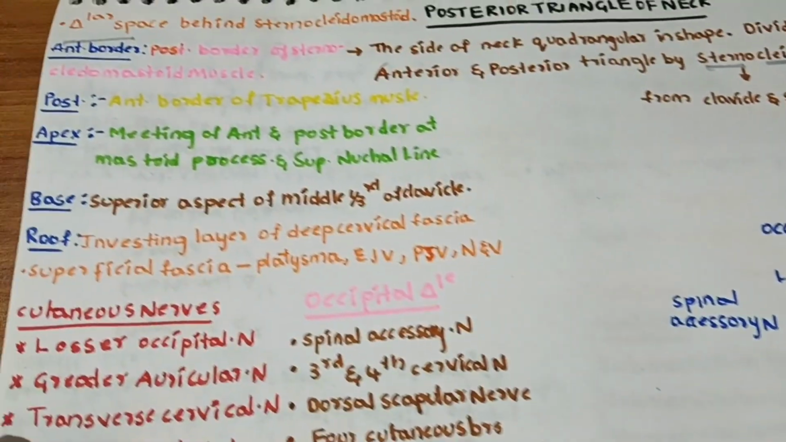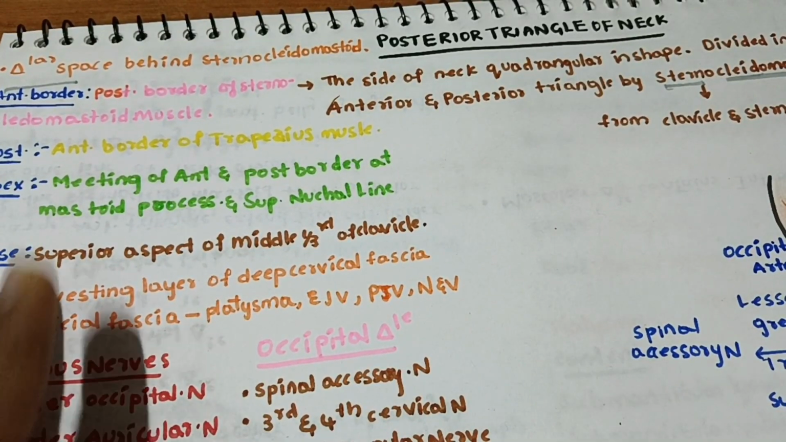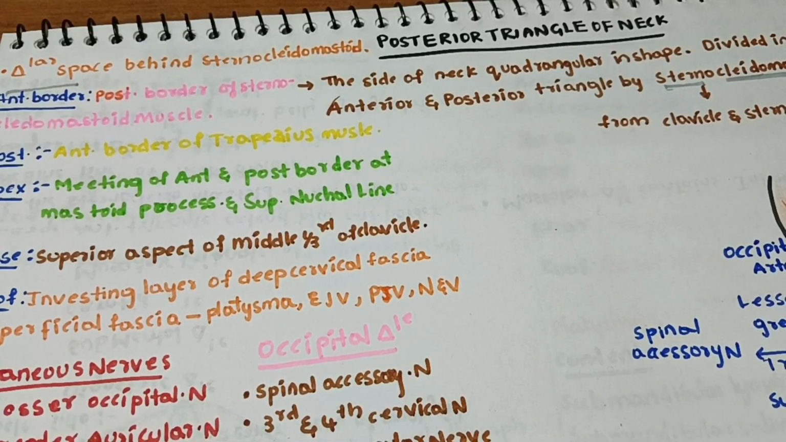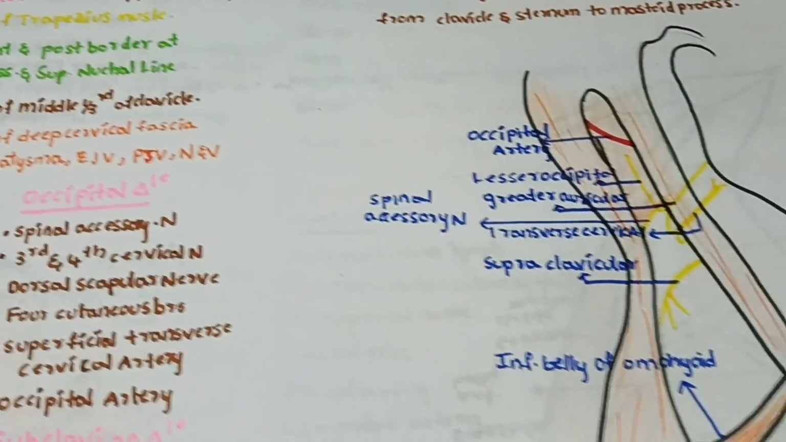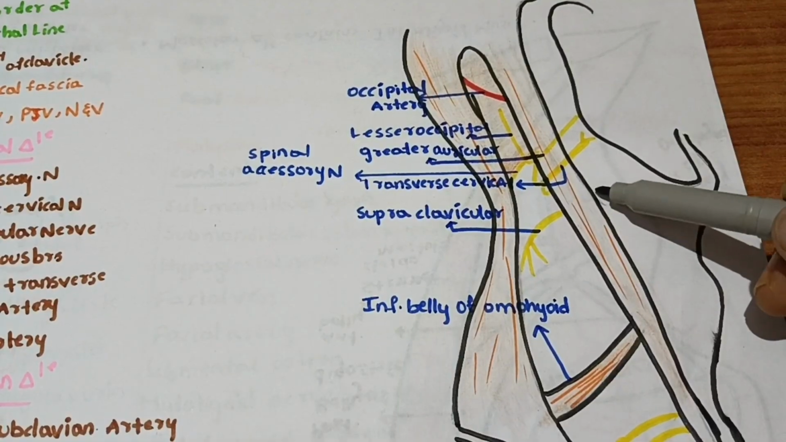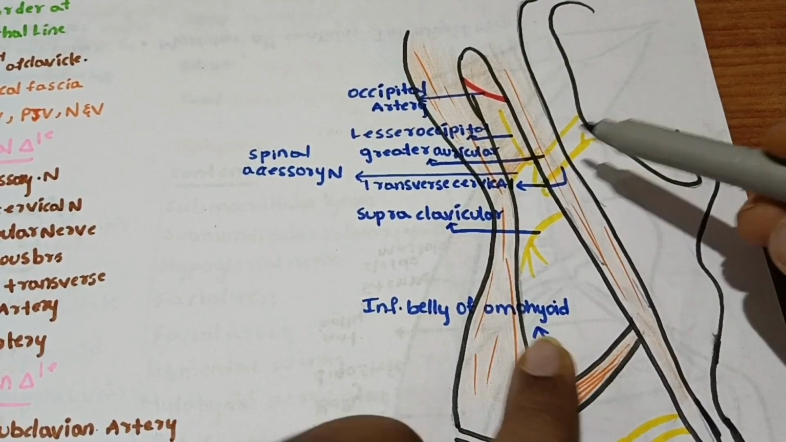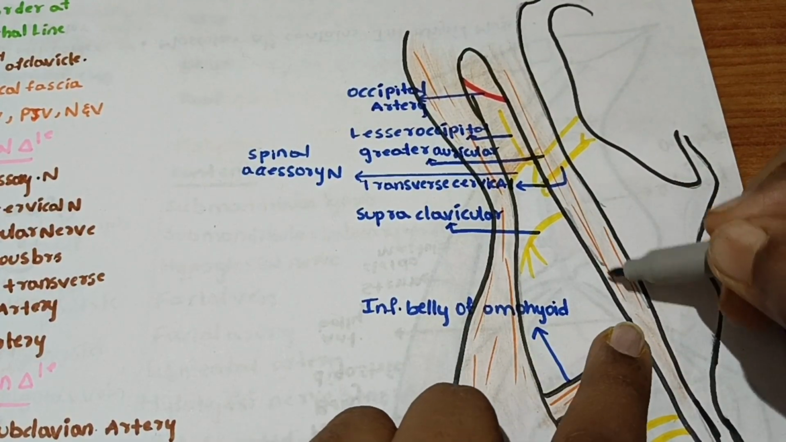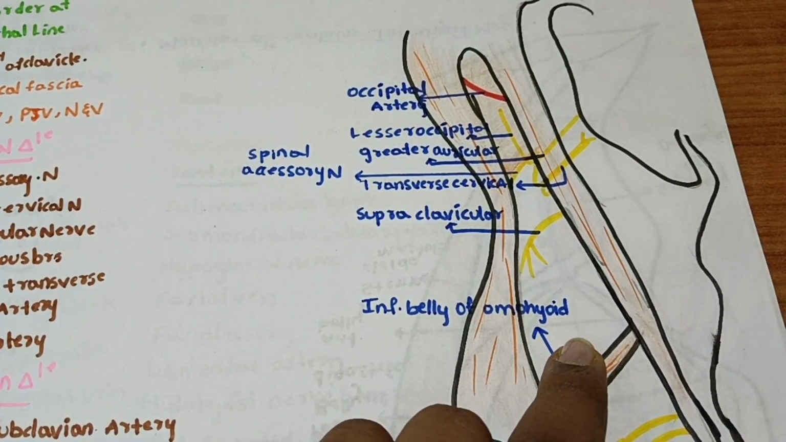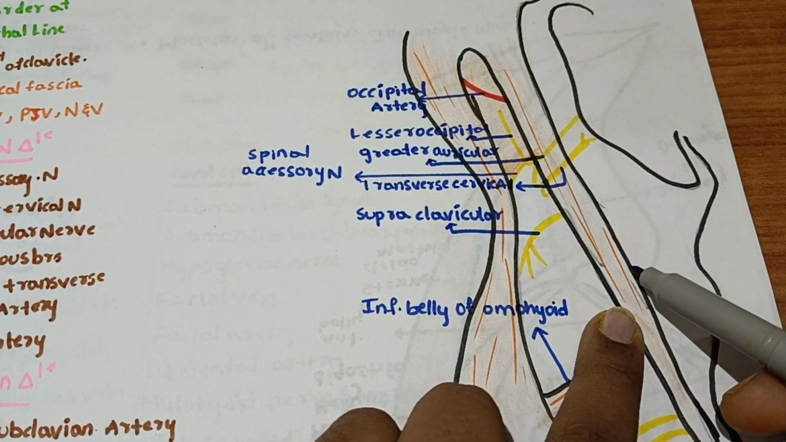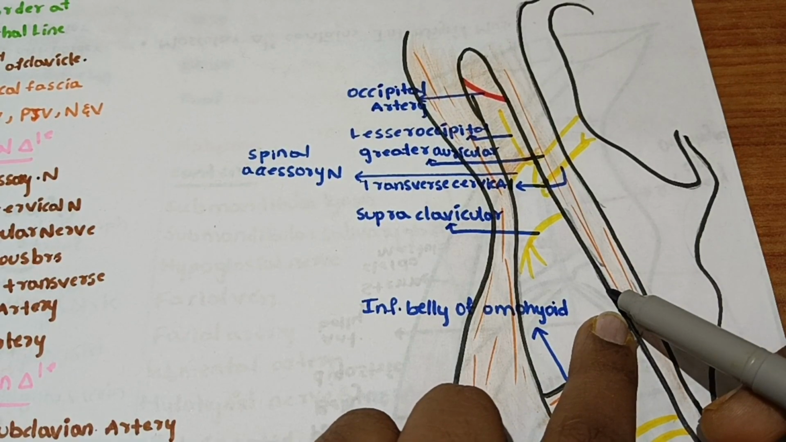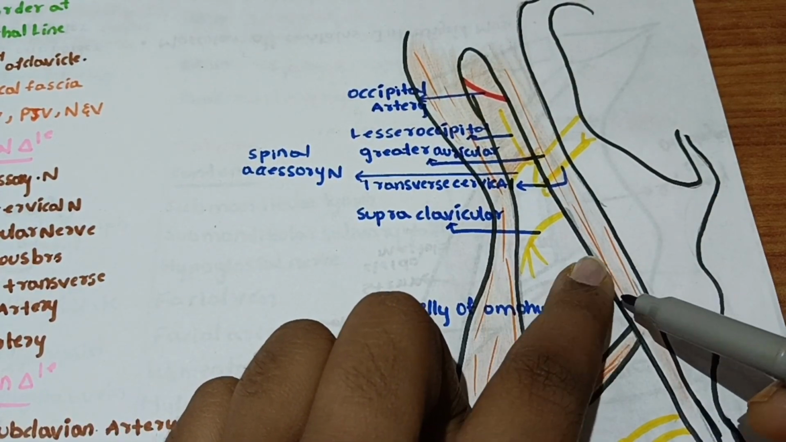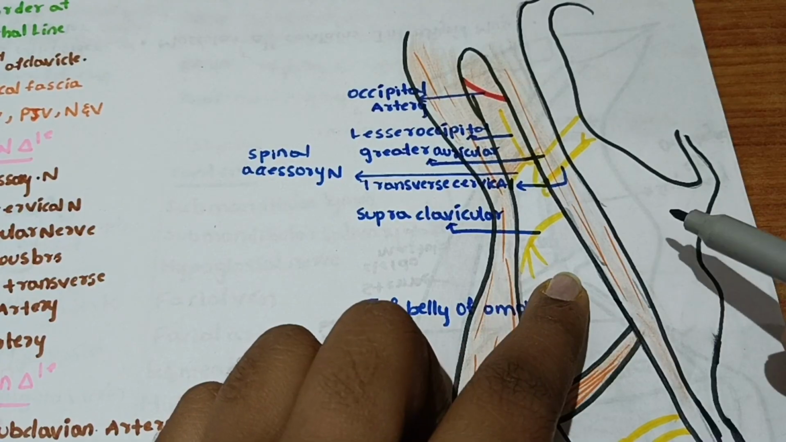Now let's see the borders of the posterior triangle. The anterior border of the posterior triangle is formed by the posterior border of the sternocleidomastoid. The sternocleidomastoid has two borders. This is the anterior border and this is the posterior border. So this is a triangle, right? Now the triangle's anterior border is made by the posterior border of the sternocleidomastoid. So this is the triangle, and this will be the anterior border. So the anterior border is formed by the posterior border of the sternocleidomastoid.